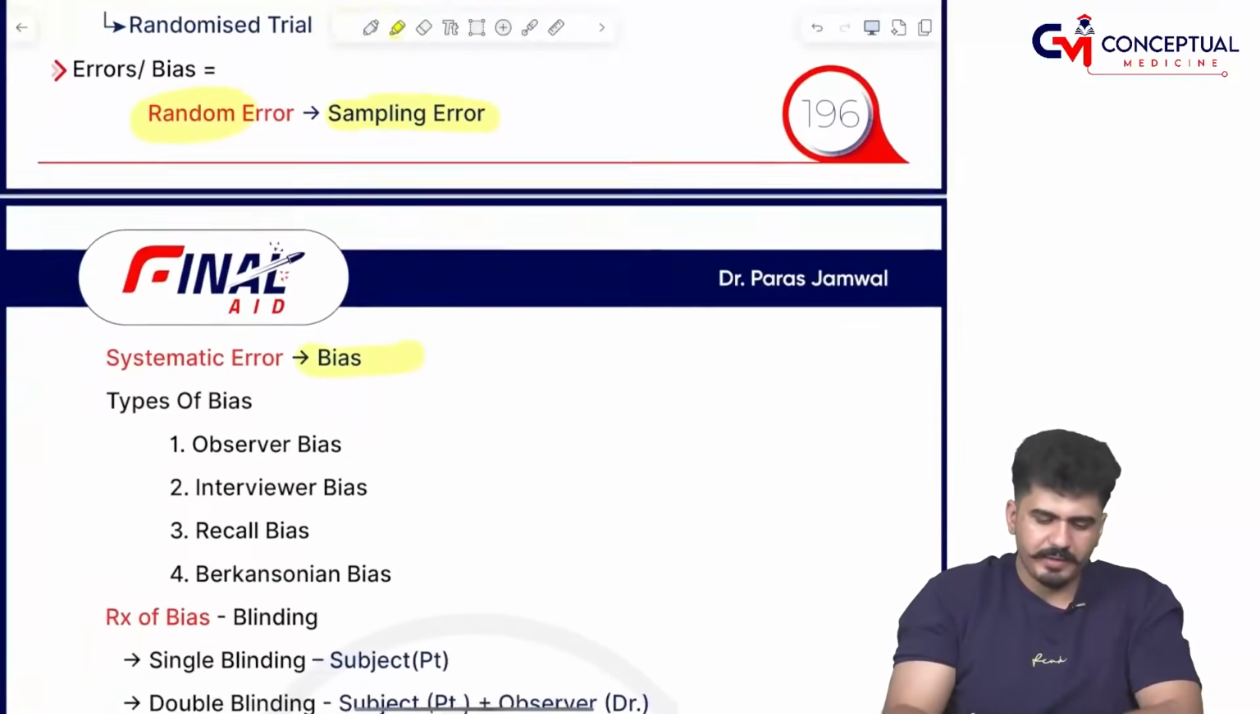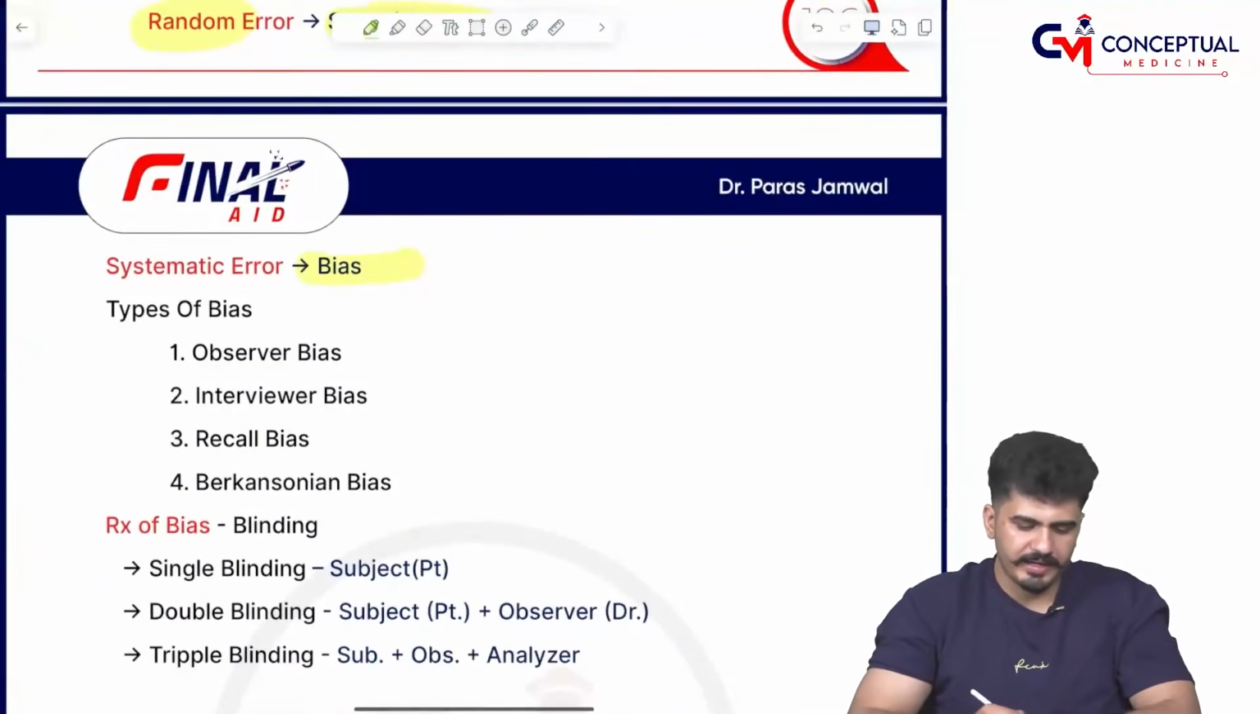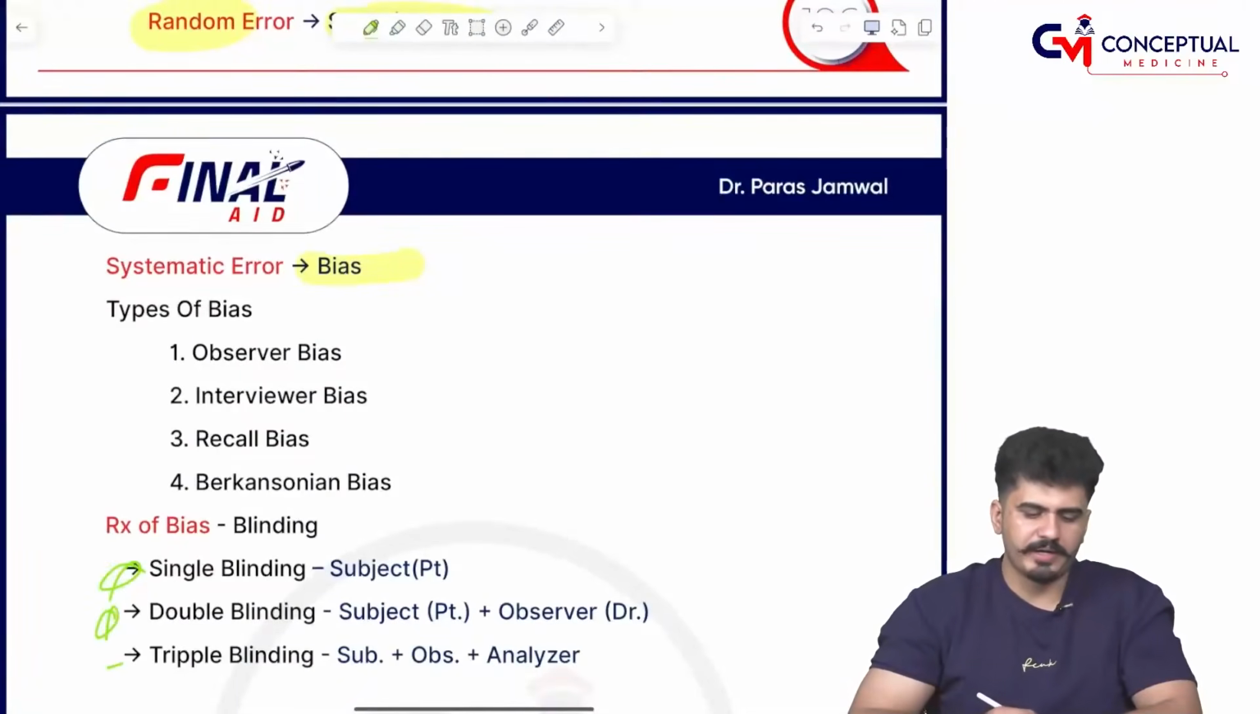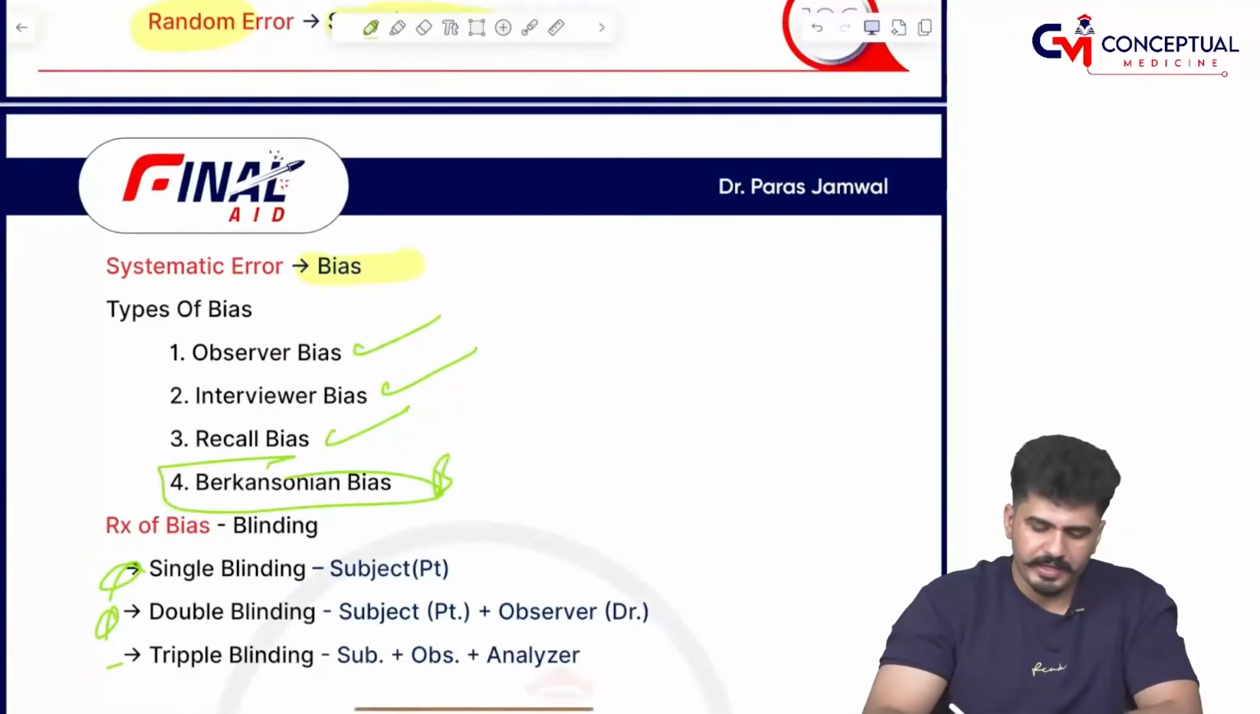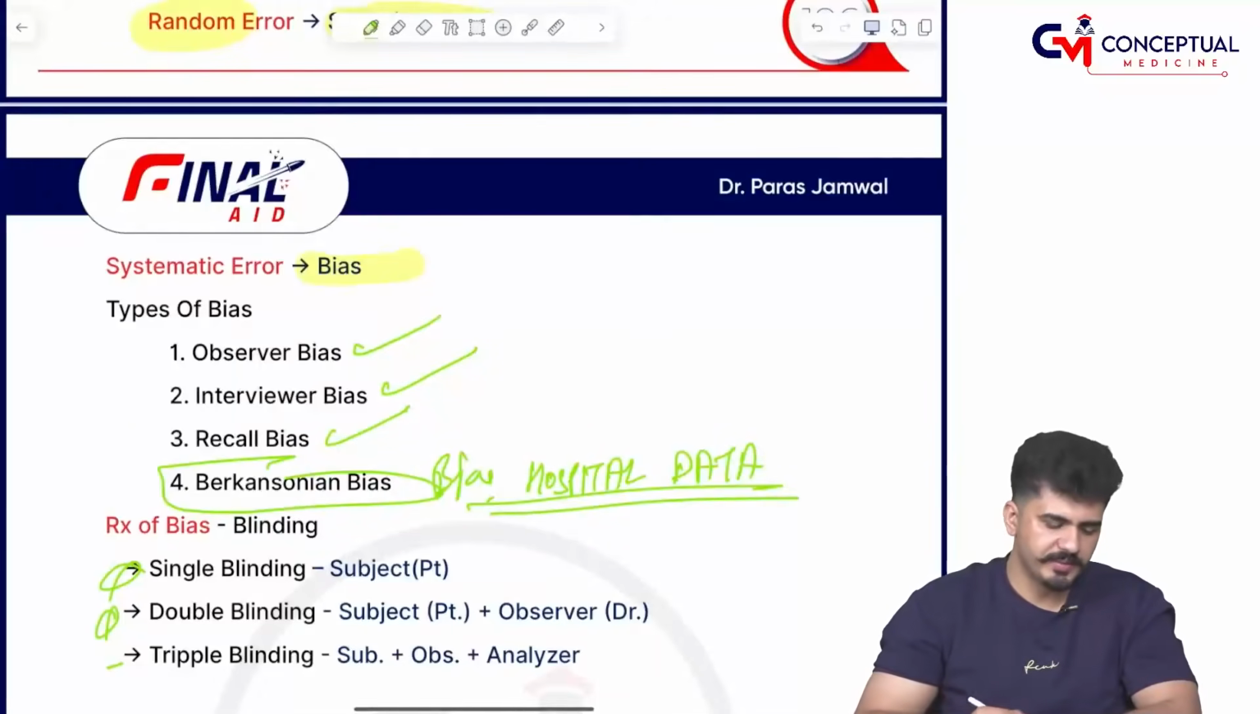How to treat this bias? We will do blinding: single blinding, double blinding and triple blinding. What type of bias are we having? Observer can be biased, interviewer can be biased. Recall bias. Berksonian bias is a bias happening on the basis of hospital data.